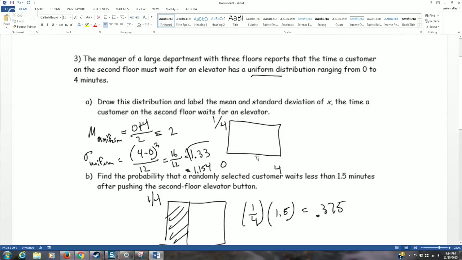Just depends on the problem that you're being given. And then the height of the rectangle is 1 divided by the range. So whatever the high minus low is, whatever that number happens to be, that's going to be what your height of the rectangle will be. And then if I want to figure out the mean of this, it's the lowest plus the highest divided by 2. So the average of the two numbers. So on average, I would expect someone to wait 2 minutes. And the standard deviation is, the formula is (b minus a) squared over 12, gives the variance, and then we just take the square root of that. So just plug that in a formula and you get 1.154.